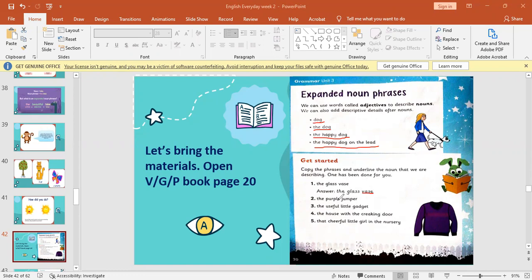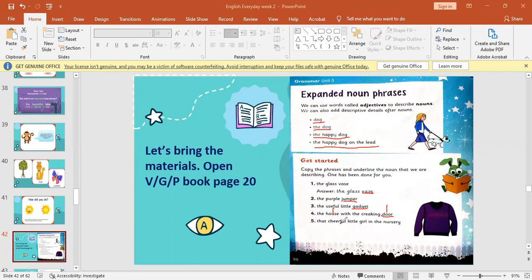Now the purple jumper, what do you think the answer is? Which of them is a noun? Of course, jumper. The useful little gadget. You're correct, gadget. The house with a creaking door. Of course, we have two nouns here, house and door. Which one do you think is the answer? Door, right? Because we have the adjective creaking describing it.